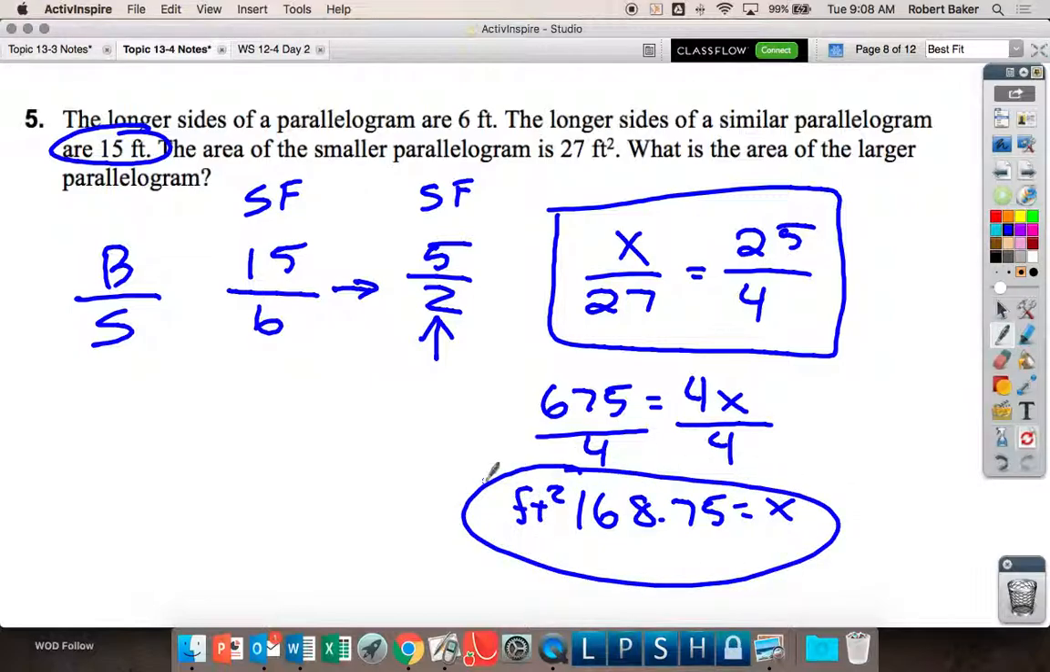Please put your units there, feet squared, that way you know it's an area. Now, is the bigger area bigger than the smaller area? We had 2 areas, 27 and 168. Does it work out? And are you freaking out like that's a really big number, isn't it? No? Just me? Anybody? You're just gonna move on with it? Okay. Yeah.